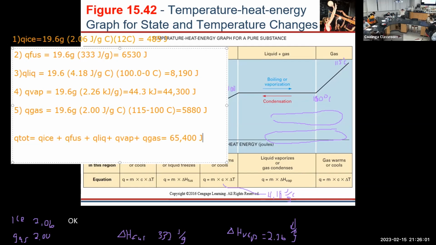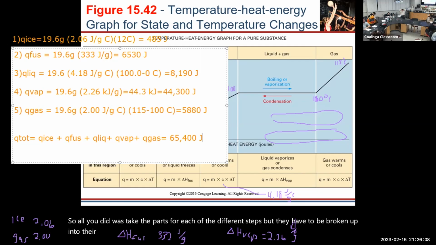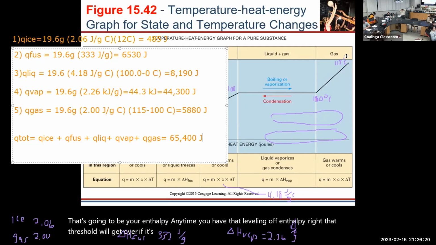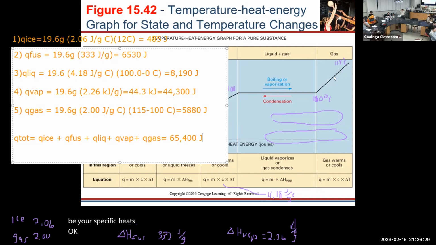So all you did was take the parts for each of the different steps, but they have to be broken up into their steps. So you have to remember, you always need that threshold. That's going to be your enthalpy. Anytime you have that leveling off, enthalpy, right? That threshold to get over. If it's a run, right? It's rising, right? So in that case, that's always going to be your specific heats. Enthalpy, your specific heats. Okay. Don't worry about it. I'll give you a couple of problems to work on.